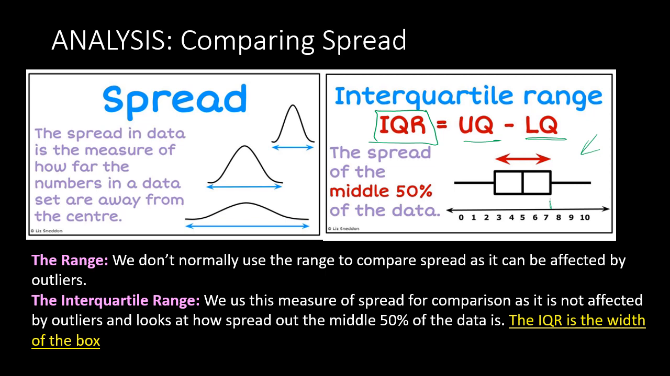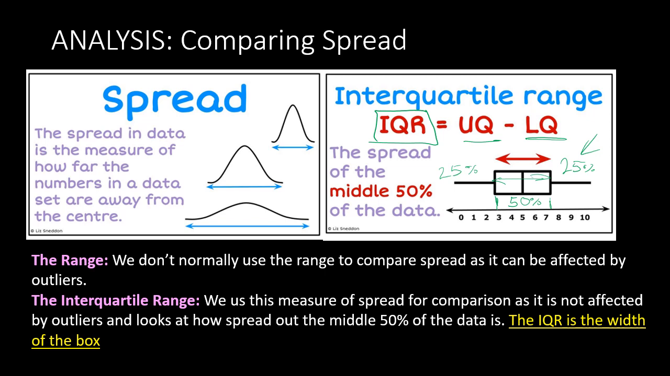This is your upper quartile, and this is your lower quartile, right? Remember, 25% of your data is above your upper quartile, and 25% of your data is below your lower quartile, which means that 50% of your data lies in here. So this here is usually the range that we look at. This is the width of the box.